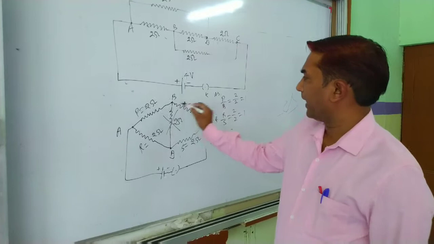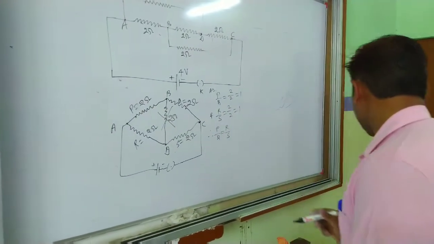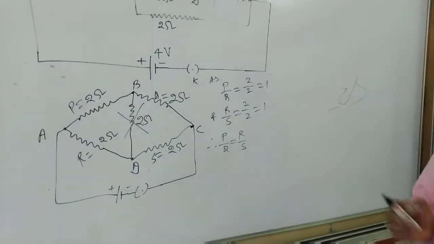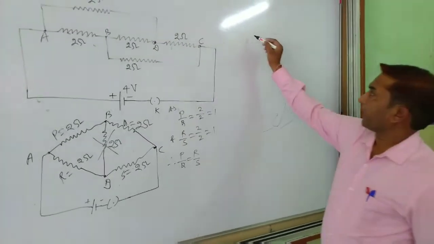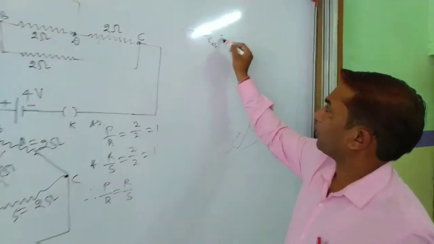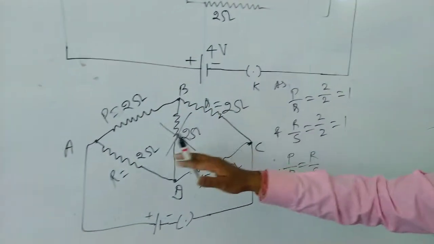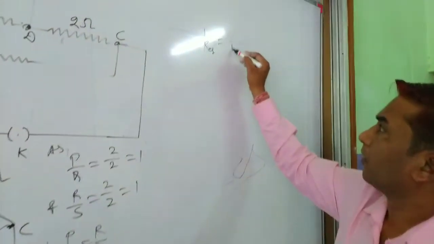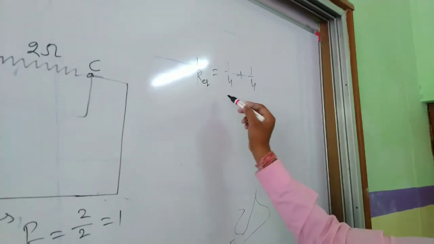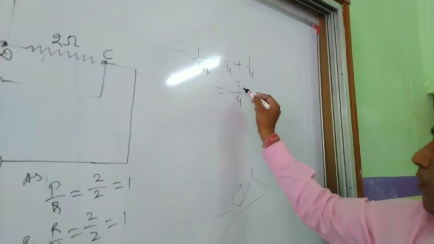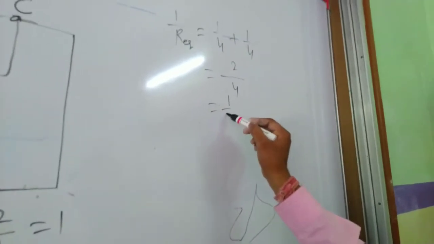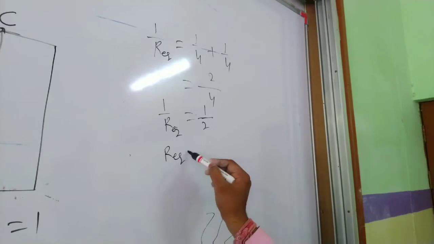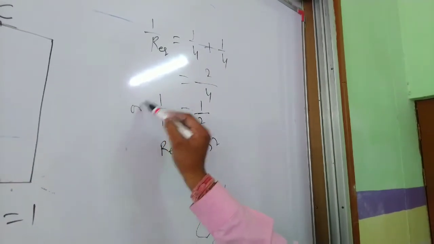There are four resistors, P and Q are connected in series, and R and S are also connected in series. Those values are also 4 ohm. So now for the equivalent resistance, 1 upon R equivalent equals, because the above 4 ohm resistance and the below 4 ohm resistance are connected in parallel, 1 by 4 plus 1 by 4. Okay, then 2 by 4, which becomes 1 by 2. It means equivalent resistance equals 2 ohm. We find the equivalent resistance.